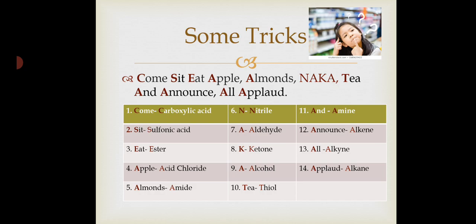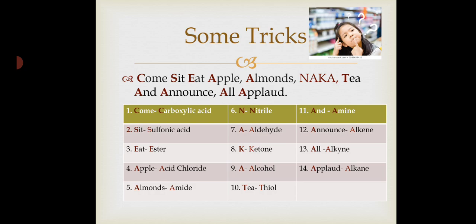The C of "come" stands for carboxylic acid, S of "sit" stands for sulfonic acid, E of "eat" stands for ester, A of "apple" stands for acid chloride, A of "almond" stands for amide, N of "naka" stands for nitrile, A of "naka" stands for aldehyde, K of "naka" stands for ketone, A of "naka" stands for alcohol, T of "tea" stands for thiol, A of "an" stands for amine, A of "announcement" stands for alkene, A of "all" stands for alkyne, and A of "applaud" stands for alkane.